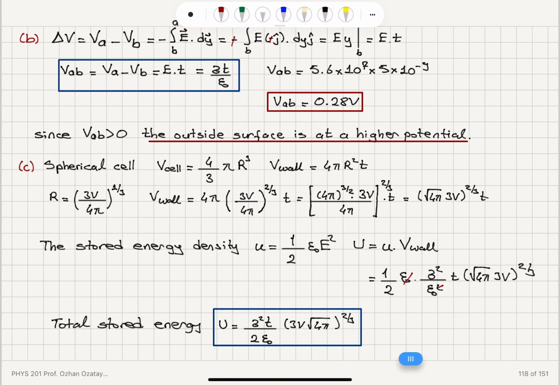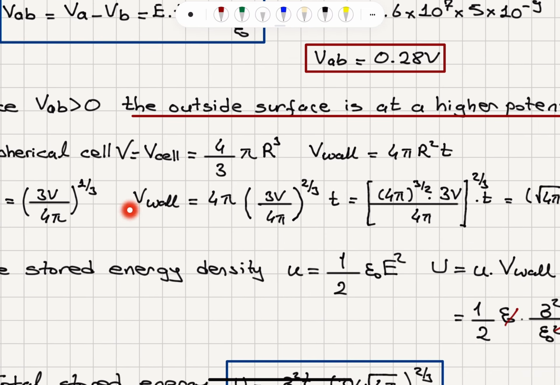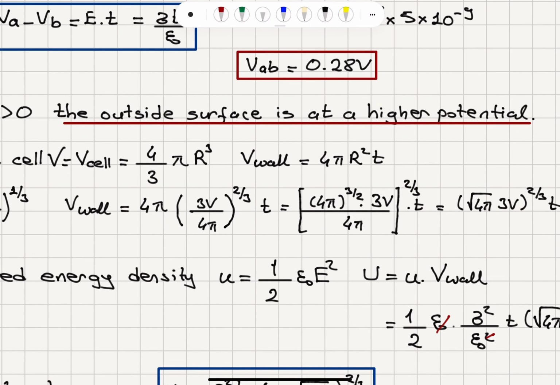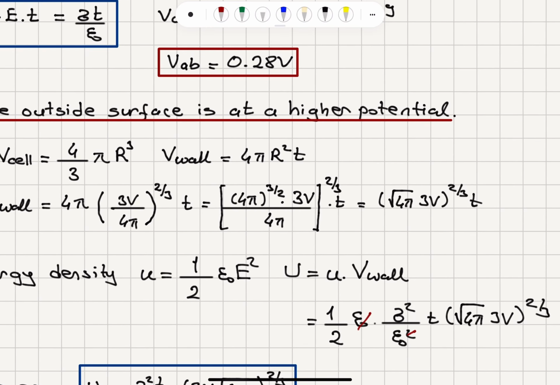Then I have assumed that the cell is spherical in shape. It has a volume V, which is 4/3 pi r cubed, and the volume of the wall is then 4 pi r squared t, the surface area of the sphere multiplied by the thickness of the wall. And r can be written in terms of V as (3V over 4 pi) to the power 1/3, and then I can write the volume of the wall as 4 pi r squared t, substituting for r the expression I have here. So I get 4 pi (3V over 4 pi) to the power 2/3 times t.